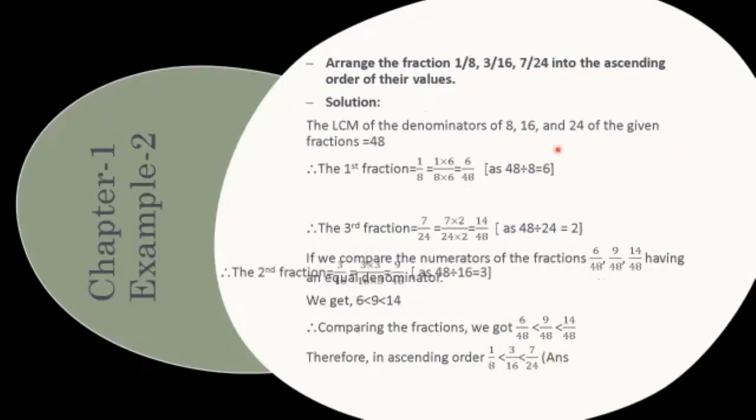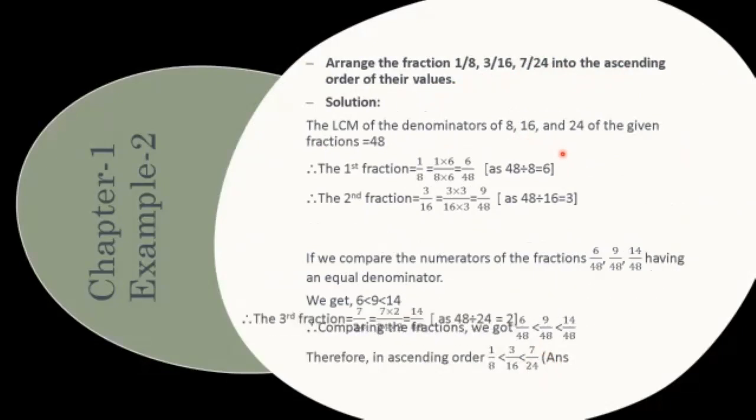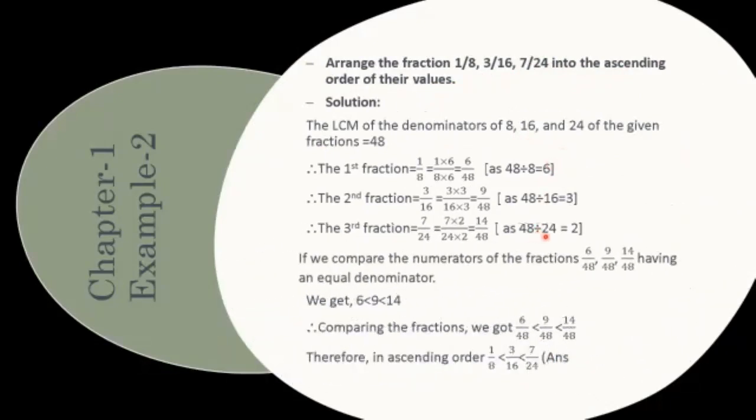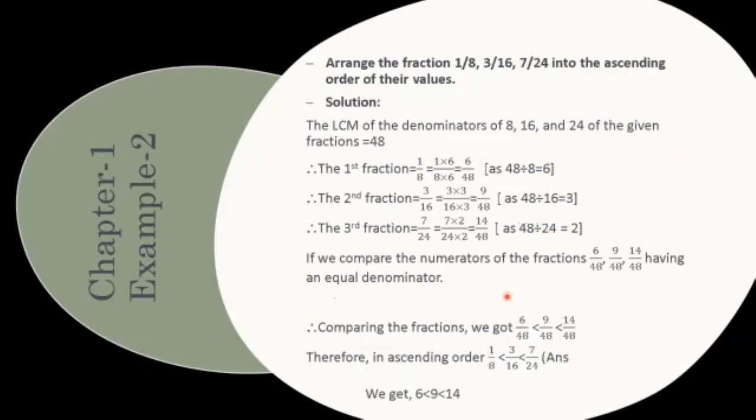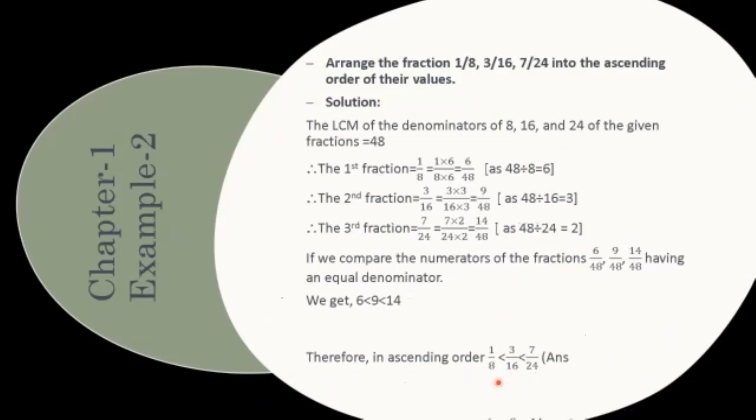So from the first, second and third fraction, we got the equal denominator, which is 48, and after comparing their numerator value, we got that 6 divided by 48 less than 9 divided by 48 less than 14 divided by 48. And therefore in ascending order, the fractions will be 1 divided by 8 less than 3 divided by 16 less than 7 divided by 24.